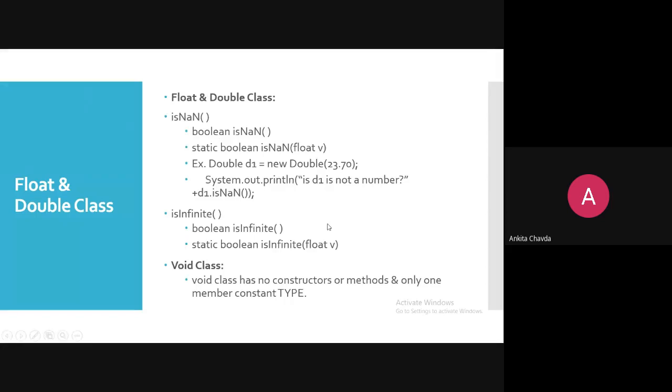So here, Double D1 is equal to new Double 23.70, some number I have given. Now I am checking D1.isNaN, is it not a number? It will return false. Why? Because it is a number.